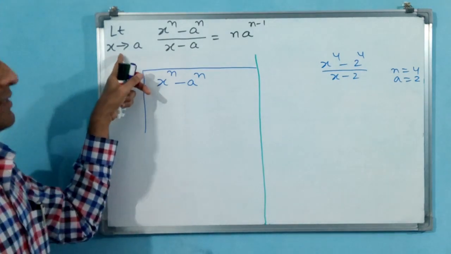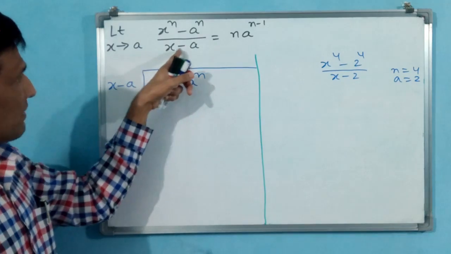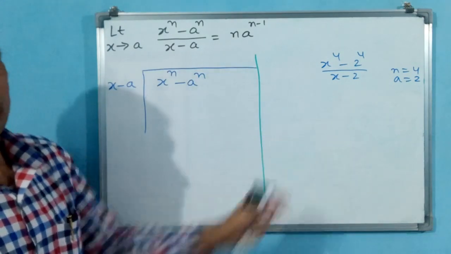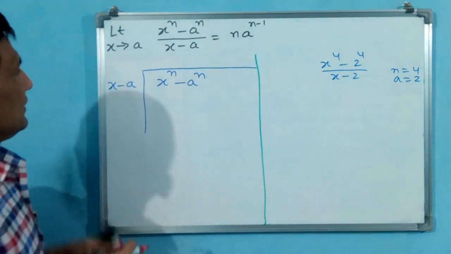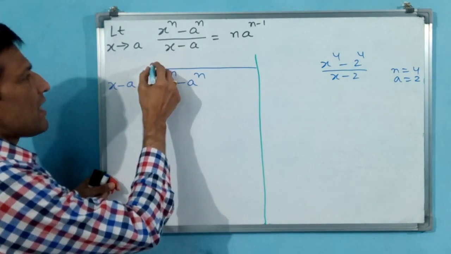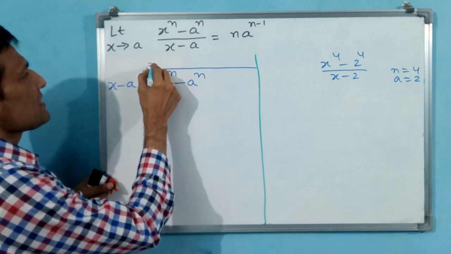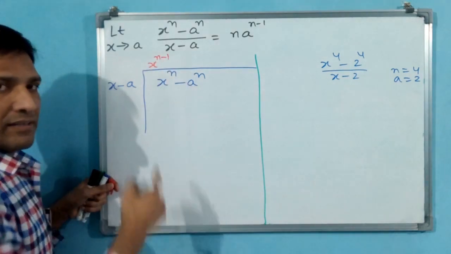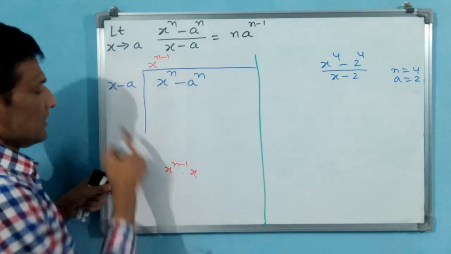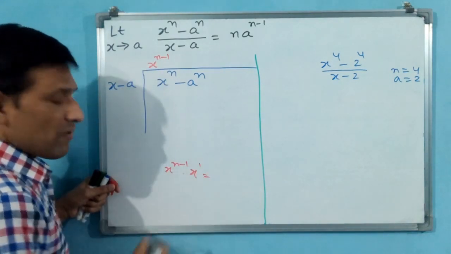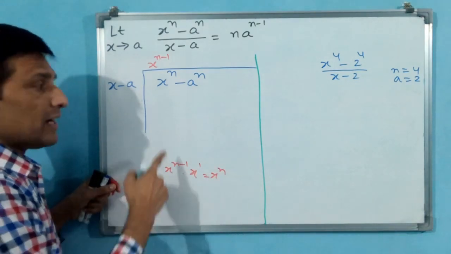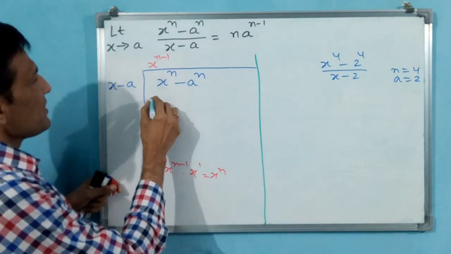But these conditions apply: limit x tends to a, (x^n minus a^n) divided by (x minus a). If all of these are there, then only you can apply this. Okay, you see, I am dividing. With what do I have to multiply? x power n has to come. Why? Because x power n minus 1 into x, if I multiply, automatically x power 1 is there, so minus 1 plus 1, then x power n will come. Then x into x power n minus 1 means x power n.